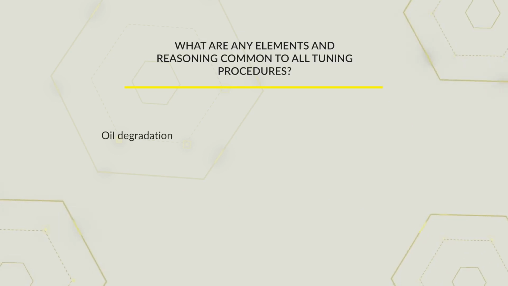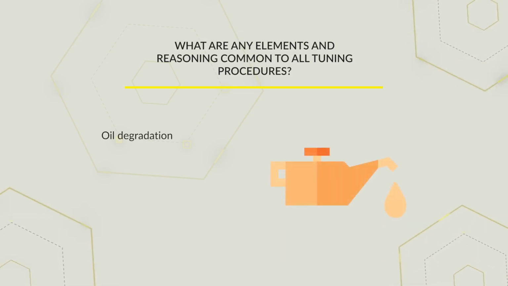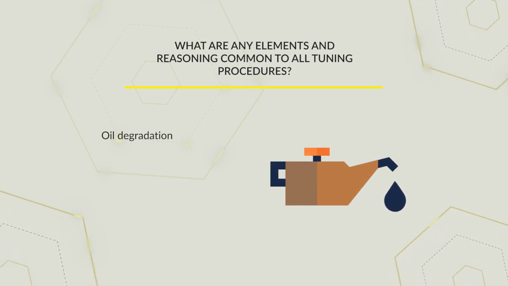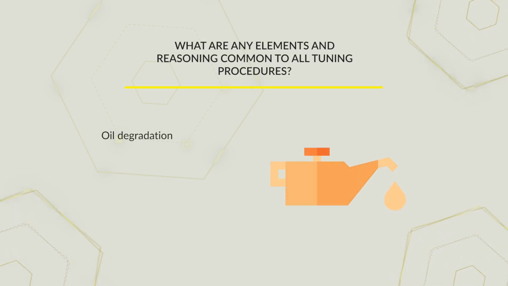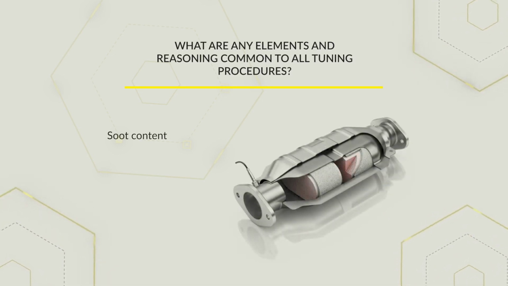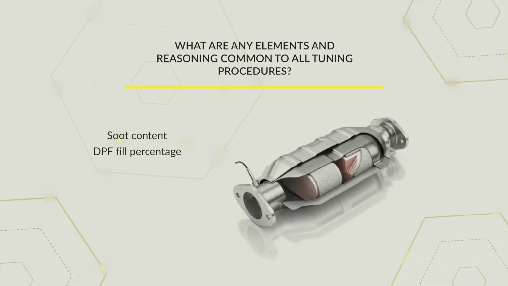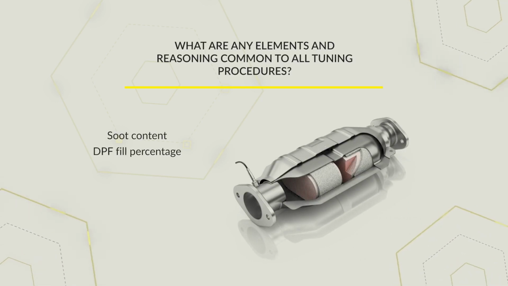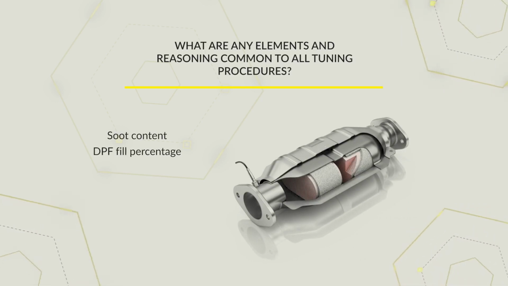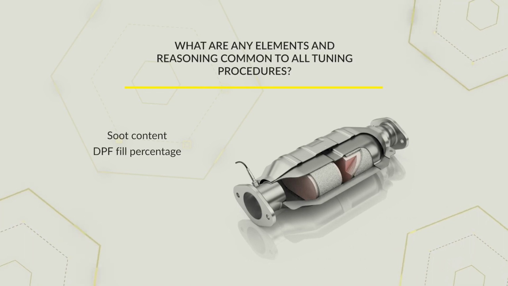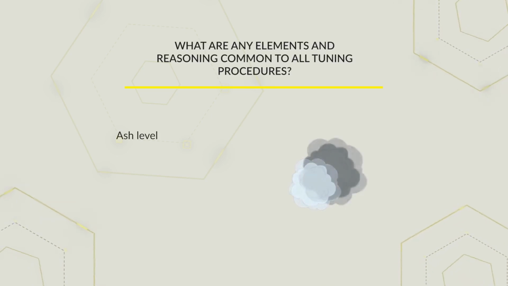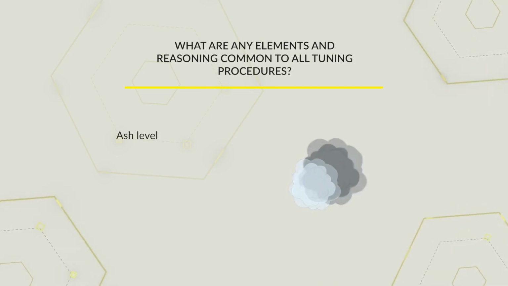Oil degradation. If the quality of the oil is degraded or diluted, the oil must be replaced before the regeneration can be performed. Soot content, sometimes referred to as DPF fill percentage. After regeneration, the soot level must be lower than the value defined before regeneration.